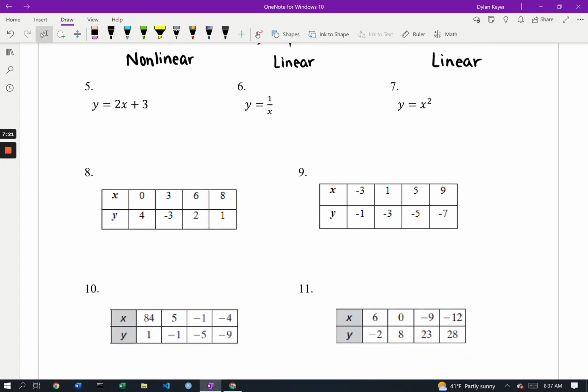With the equations in 5, 6, and 7, this first equation is written in the form y equals mx plus b, so it is linear. Example number 6 has a denominator of x, so this is nonlinear. And example number 7 has an exponent of more than 1, so this is also nonlinear.